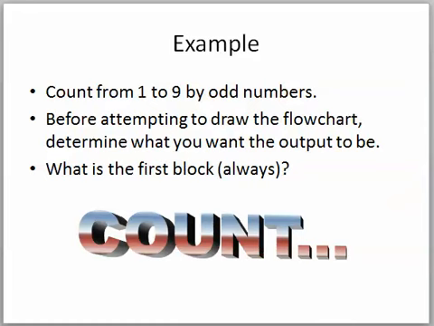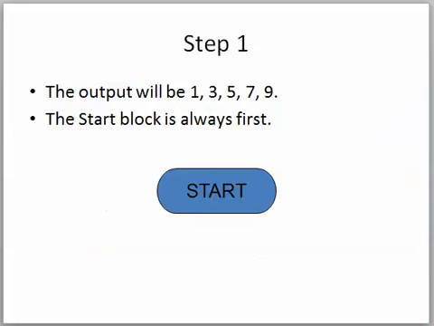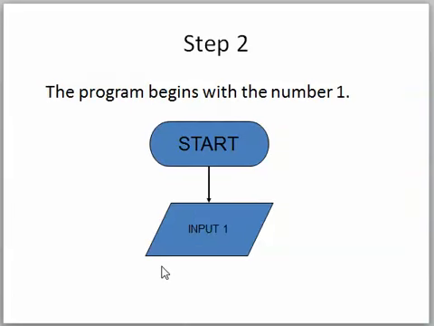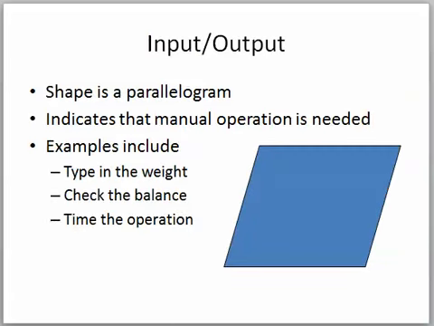Okay, here's going to be an example for us. Count from 1 to 9 by odd numbers. Before attempting to draw the flowchart, determine what you want the output to be. What is the first block? Well, it's always going to be the start. Your output will be 1, 3, 5, 7, 9. Your start block is always first. The program begins with the number 1. So right here, if you remember, what does our parallelogram mean? Our parallelogram meant an input. You're going to have to put some information into the computer.